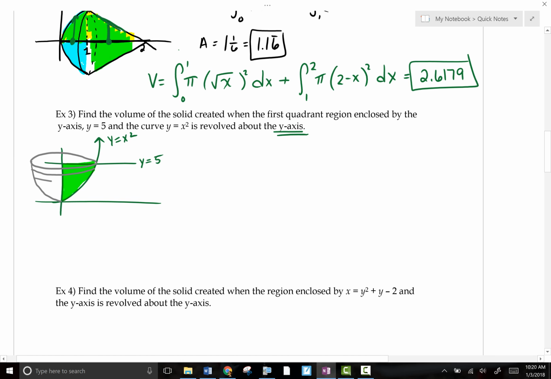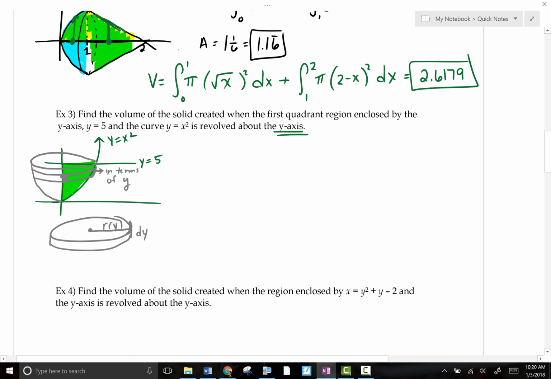I want discs. So now my discs all look like this with their center at the y-axis. This outside radius here is the distance from the y-axis to the curve. So I need this function in terms of y. And my depth is just the vertical width, which would be dy. So this radius needs to be in terms of y. All right, so I can do this.